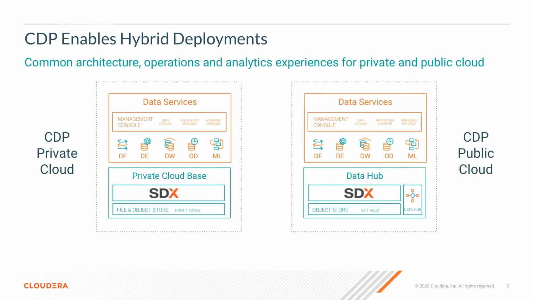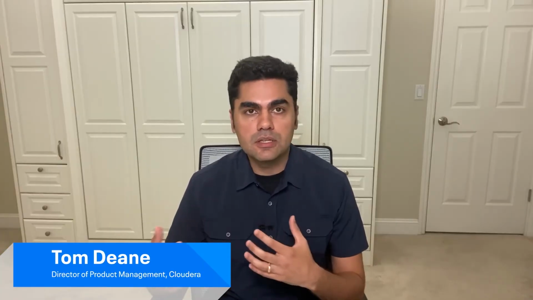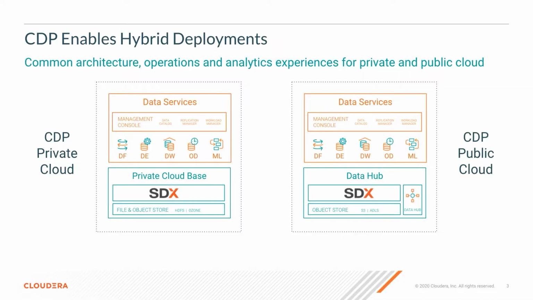Now, this same architecture that we offer in the private cloud, we also offer in the public cloud. And this is really the key enabler to hybrid types of deployments. By offering the same UIs, the same user interfaces, the same APIs and CLIs, we can facilitate the movement of workloads from AWS, Azure, and Google to and from on-prem environments. We also have tools like Replication Manager that facilitate the movement of data across these different environments.